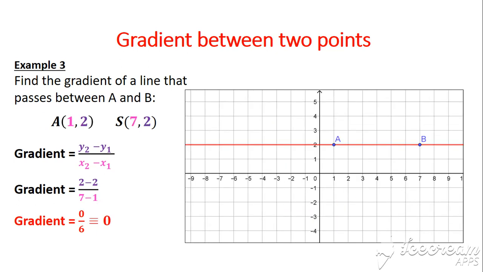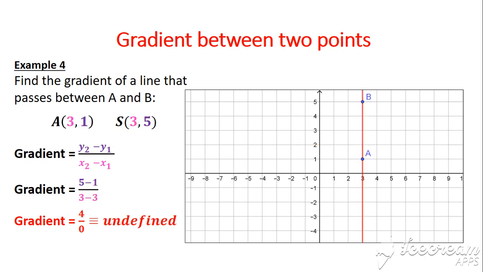Okay, quick look at example 3. We're not going to work through the whole thing, but I want you to realise that point A and B have the same y value, and when we go y2 minus y1, 2 minus 2 is 0, and we get 0 divided by 6, which is a gradient of 0. And it's a horizontal line, so this thing has a gradient of 0.